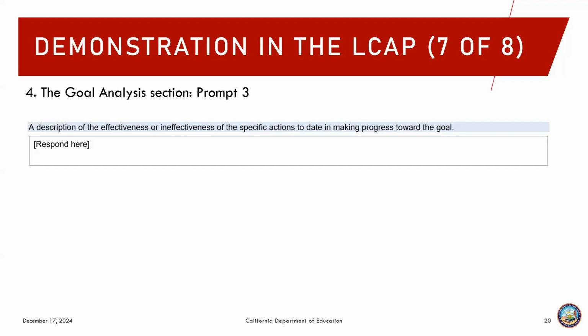And so, just realizing that this is something that's called out, and here we're thinking specifically about those actions that are part of the increased or improved services requirement. They're the ones that are contributing, and so we're looking at how those have been effective or have not been effective at this point in time.